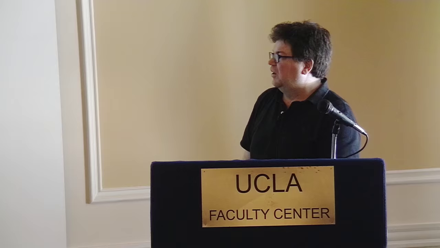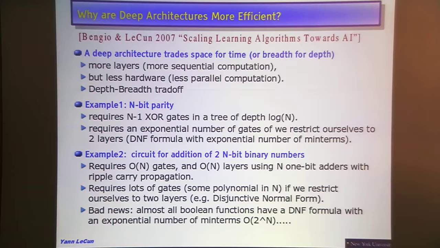So to take a simple example, let's take the n-bit parity function, right? You have n bits, and the output is supposed to tell you if the number of ones in the input is even or odd, okay? You can do this with two layers. It requires an exponential number of minterms. But you can also do it with a number of gates that is linear in n, in fact, equal to n minus one, each of which is an XOR gate. And you build a tree out of them, and that gives you the parity of the n bits, right? So by allowing a logarithmic number of layers, you reduce the complexity of the function from exponential to linear.